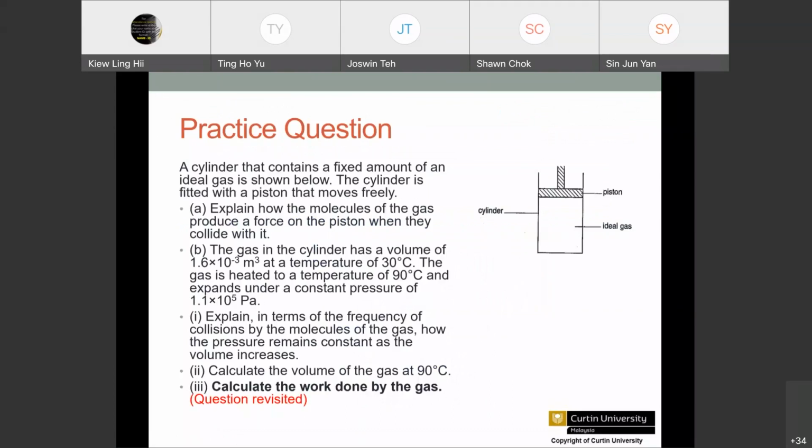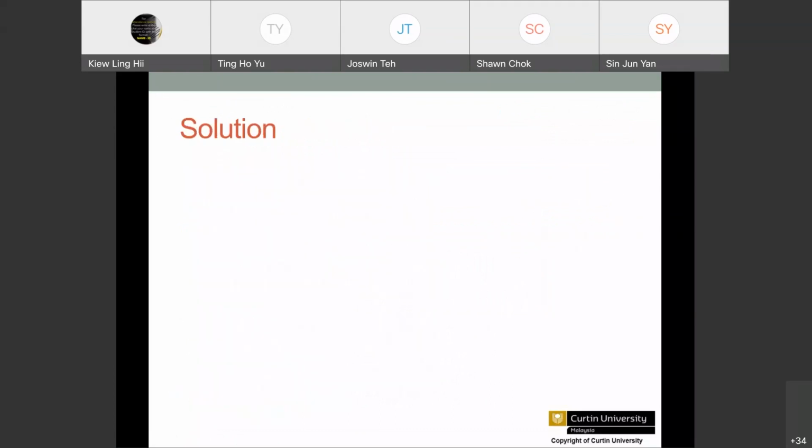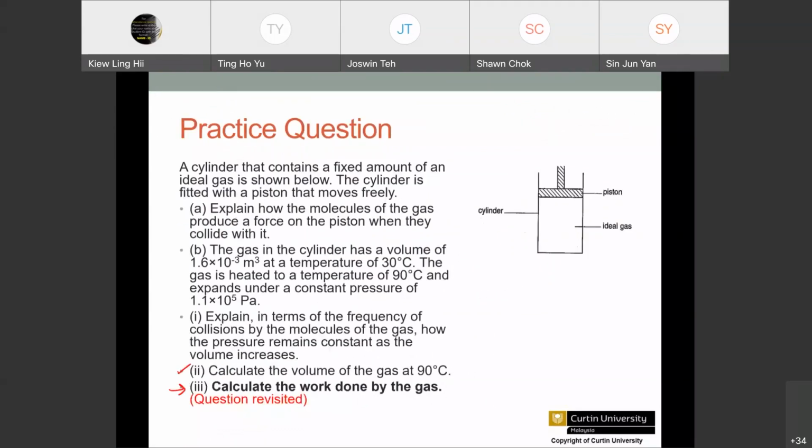So just now we have already calculated until here. So we just need to revisit this question. What is the work done by the gas? Given work done is equal to pressure times change in volume. Given we have a constant pressure, 1.1 times 10 to the power of 5, what is the change in volume from our previous question?